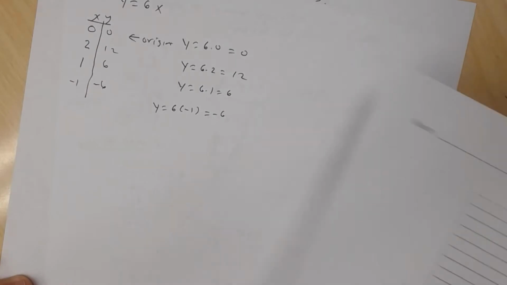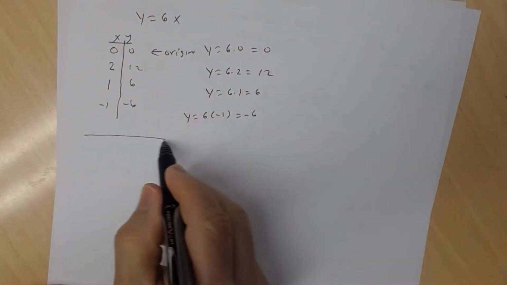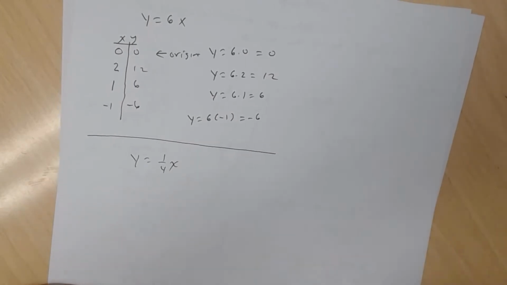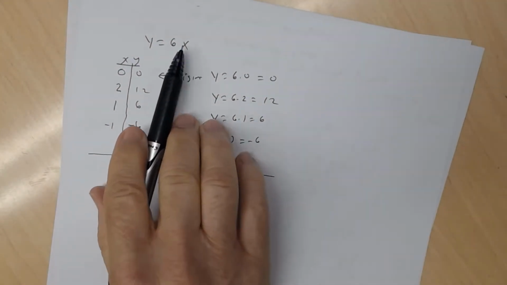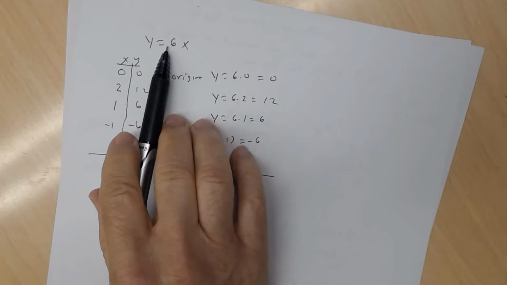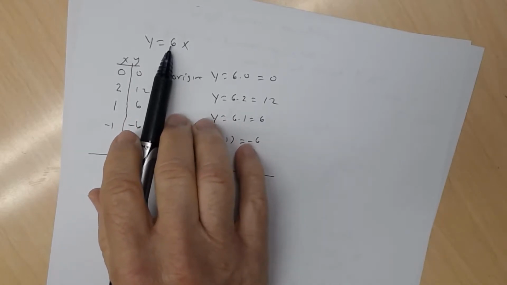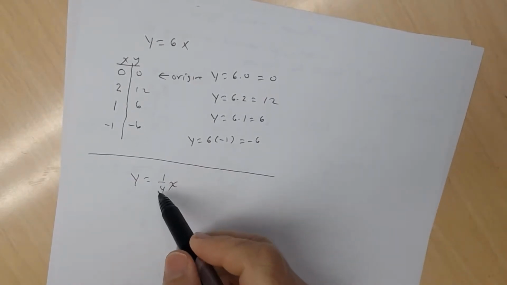Okay, let's look at another one. Suppose we had y equals 1/4 x. Now listen carefully to this. You see in this example here, y equals 6x, the coefficient of x was an integer, 6. Here the coefficient of x is not an integer, it's a fraction, so 1/4.